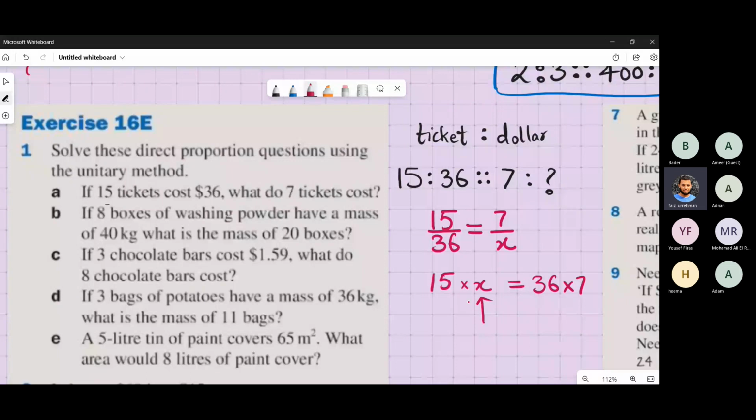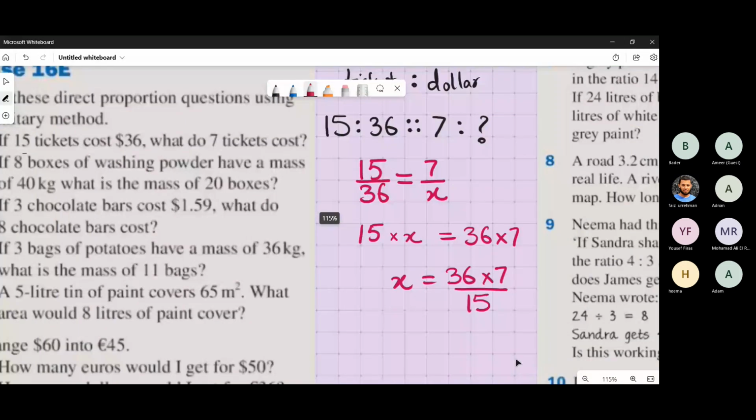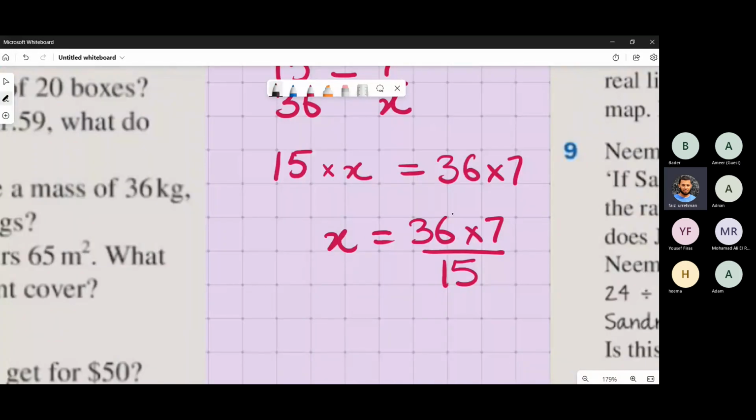And now we want x. We want to throw 15 to the other side. So will 15 come as positive or negative, or multiplication or division? Who can tell me? Negative, Mr. No. What is the relation with x? Oh, division. Okay. So finally you are going to get x equals 36 times 7 over 15. Can we simplify? No. How no? Think here. Oh, by 3, Mr. It will be 12 multiplied by 7 over 5.